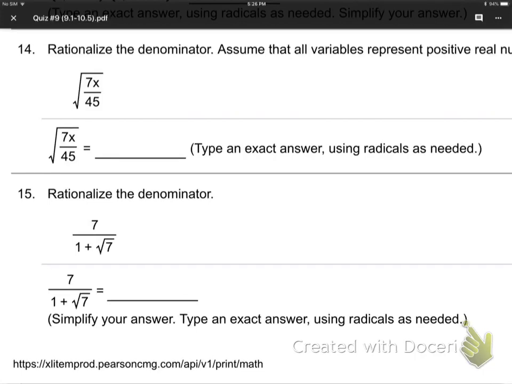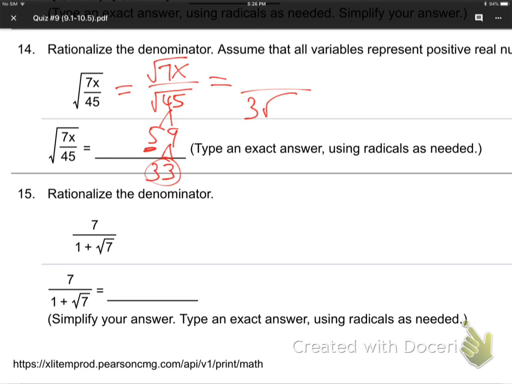Okay, so in this one, when you have a root that's over a whole fraction, you put the root on the top and on the bottom, and 45 is 5 times 9. 9 is 3 times 3, so the 2 3's in, send 1 3 out, and the 5 is left over inside.